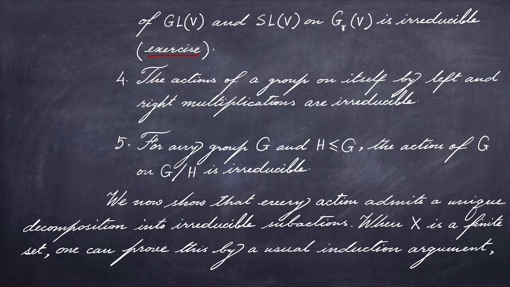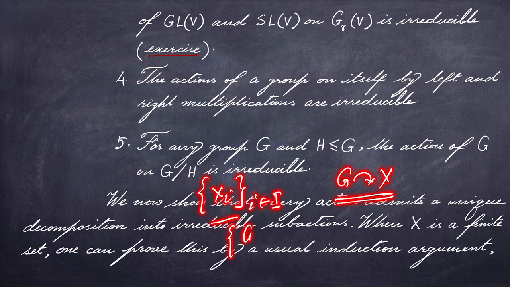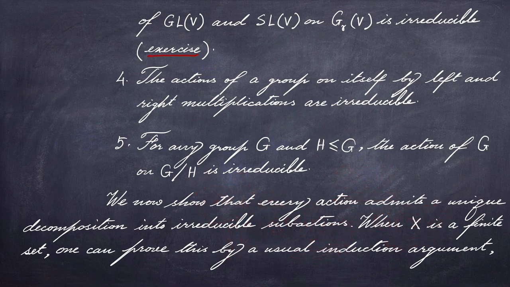Okay, so now let's talk about the main content of this lecture. In this lecture we will show that every action admits a unique decomposition into irreducible subactions. So again, let me remind what I mean: given an action, there exists a unique collection of subsets such that, first of all, this is a decomposition, and furthermore, for each i, this is irreducible. So this is the precise statement that we are going to establish.